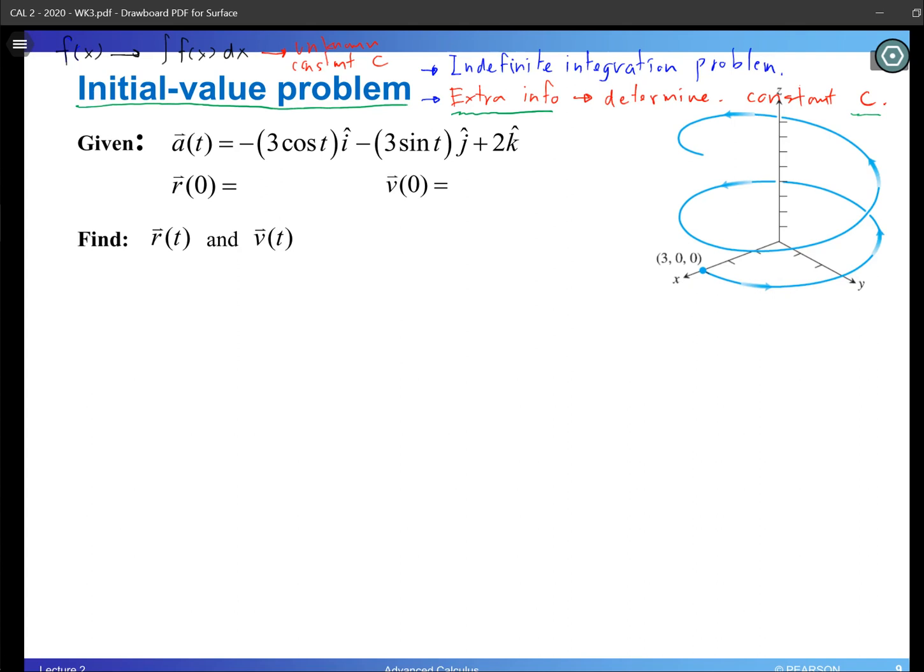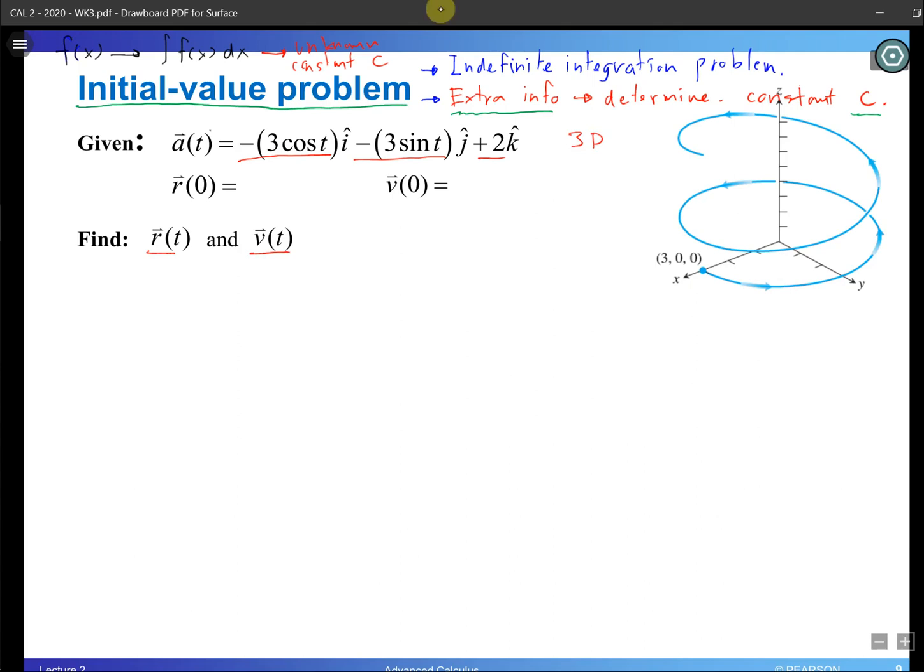So I want you to take a look at the example here. They give us this acceleration vector, and we can see that we have an i component, j component, and k component, definitely something in 3D, and it's accelerating. Now they ask us to find the position vector and this velocity vector. So let's take a look at the flow here.